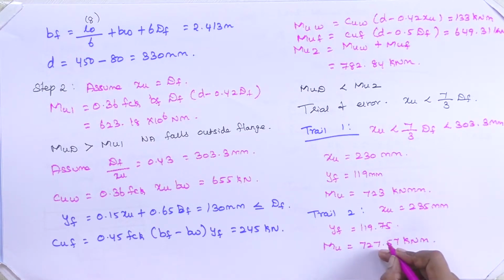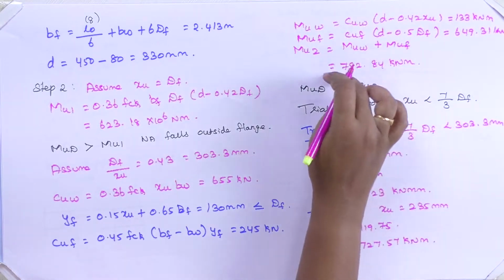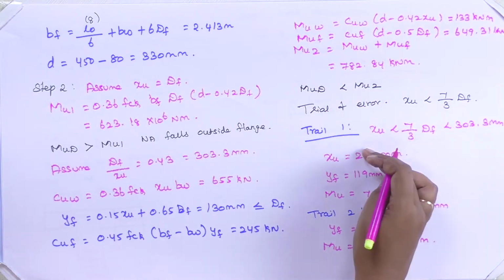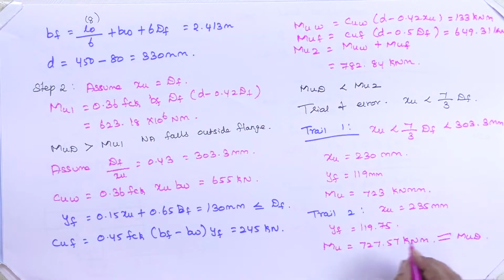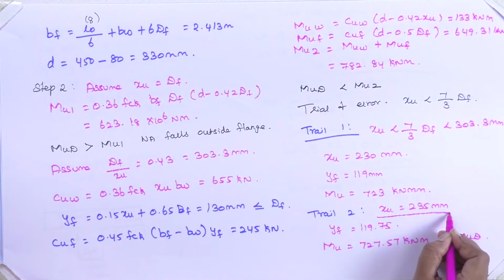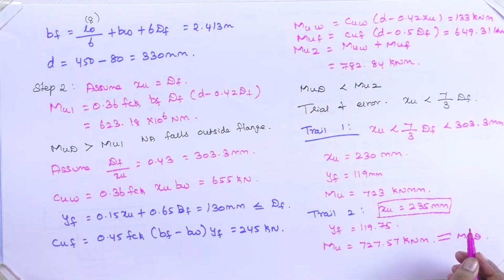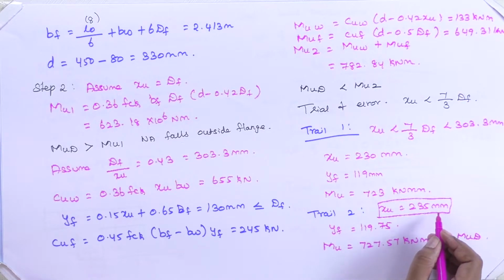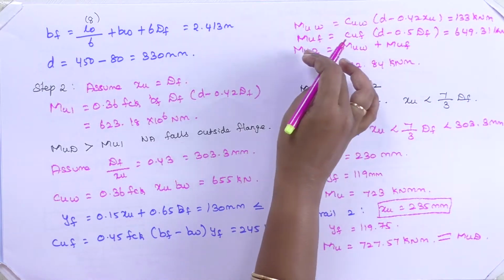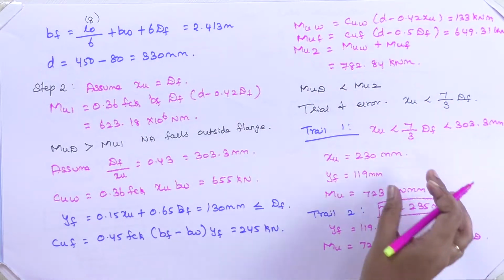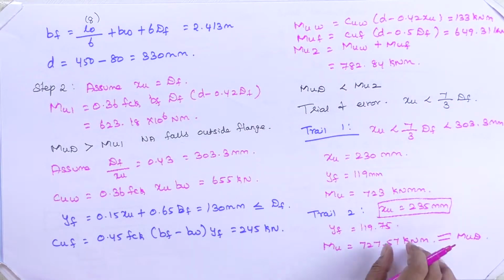MUD what I got is 727, which is, this is greater. When I give this value, it is being lesser. When I put XU as 235 mm, it will be almost equal to MUD value. Hence I can follow this XU is equal to 235 mm. So for this 235 mm, again I need to proceed with MCW, MCF and MU2, the same procedure. From this I need to calculate my AST value.